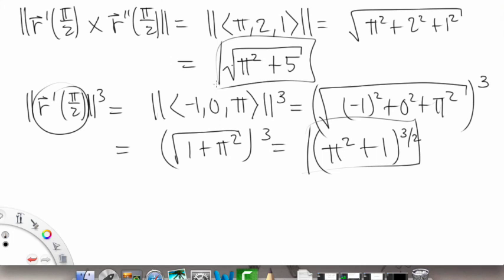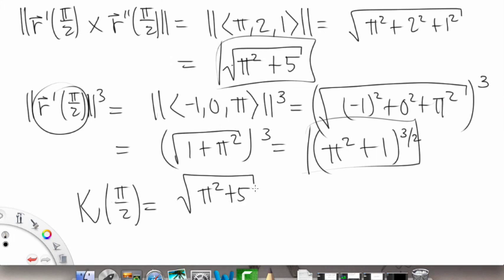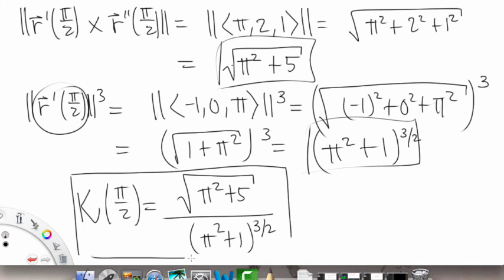Here's our top half. So our curvature evaluated at pi over 2 is going to end up being the square root of pi squared plus 5 over the quantity pi squared plus 1, quantity to the 3/2 power on the bottom. Okay, so that's all for that question, we just solved for the curvature.